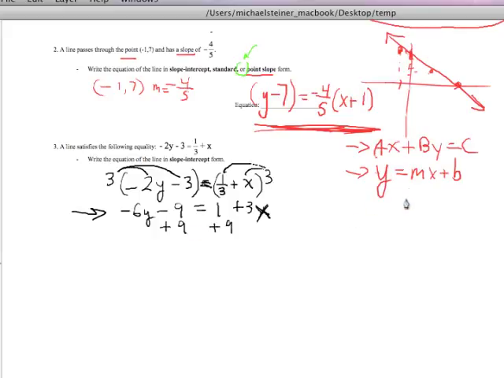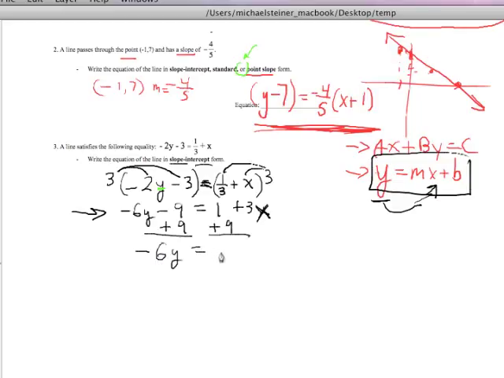Oh, and by the way, I asked for slope-intercept form, so we're headed towards this form. What does this mean? y is on one side of the equation, and all that other stuff is on the other side. So look, laser focus on this y right here. I'm laser focused on that y. I'm going to do it in the least number of steps. Adding 9 to both sides, we get -6y is equal to 10 plus 3x.